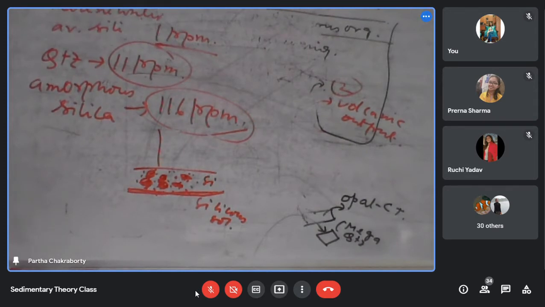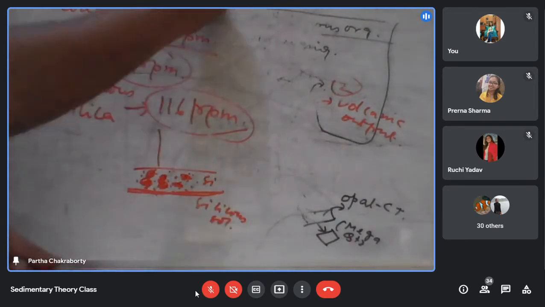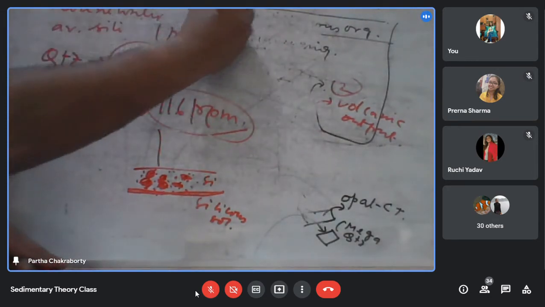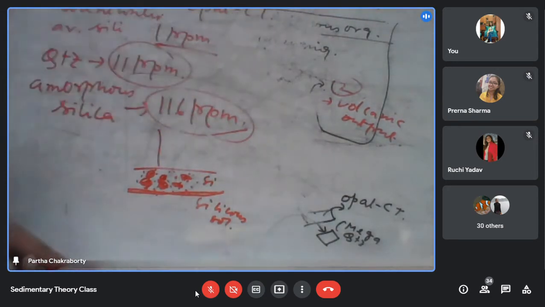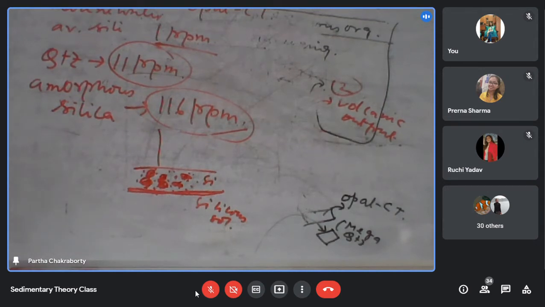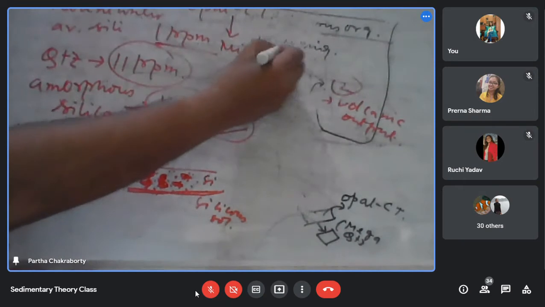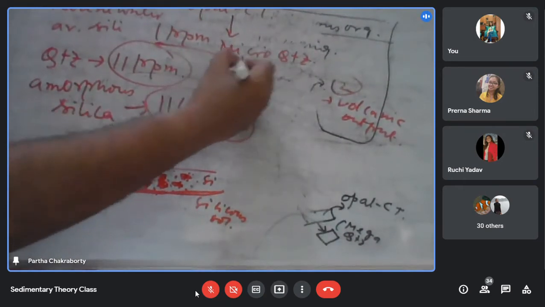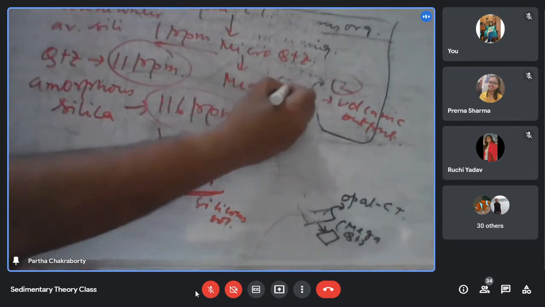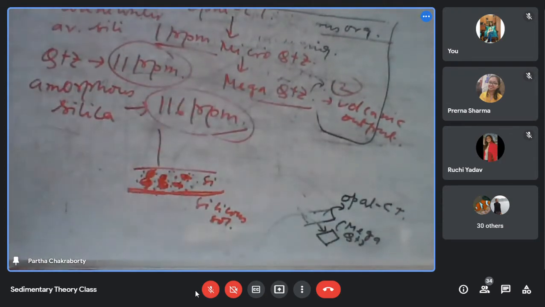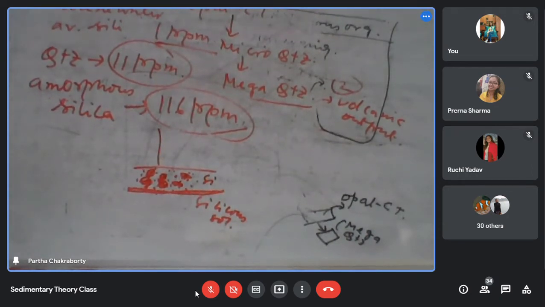This opal A, with further diagenesis, changes to opal CT, which becomes more needle shaped, and from the amorphous fluffy form it becomes needle shaped and sheath shaped. This opal CT then changes to microquartz, and that microquartz gives rise to megaquartz. This is one line that I have drawn.